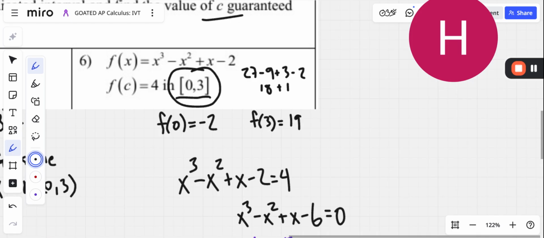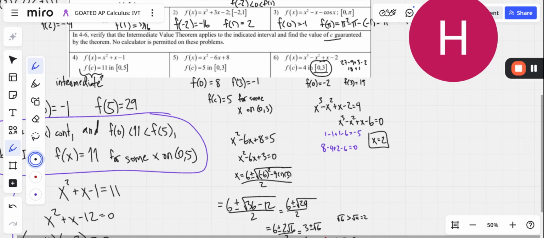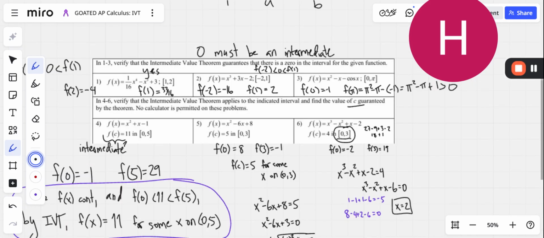All right, this is a glimpse of how we use the IVT. I will have a follow-up video for this weekend that covers using the IVT with tables and a graph given.